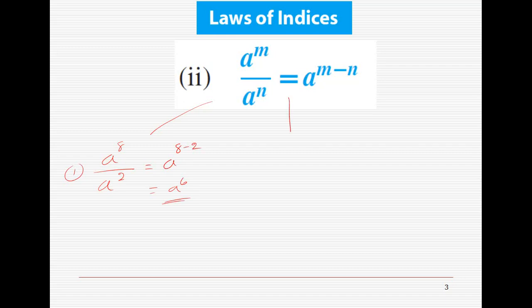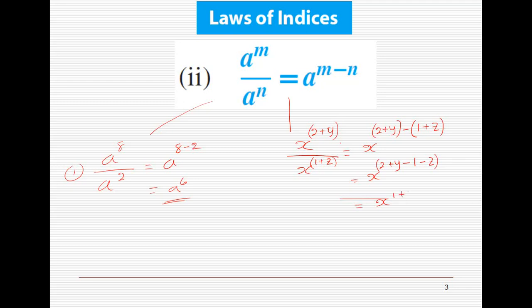Another example, let me say x to the power 2 plus y divided by x to the power 1 plus z, right? Something like this. So we can get it finalized by applying the rule: x to the power 2 plus y minus 1 plus z, right? Then you have to be careful, there's a little bit of simplification here. X to the power 2 plus y minus 1 times positive 1 will become negative 1, or negative 1 times positive z will become negative z. So what comes as the final answer is 2 minus 1 is 1 plus y minus z, right? We can get things done in that way.